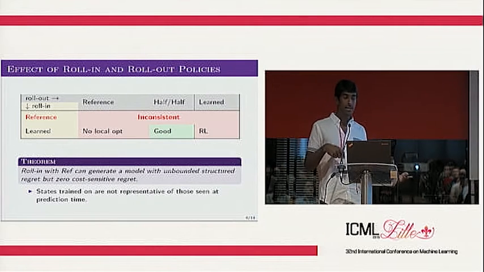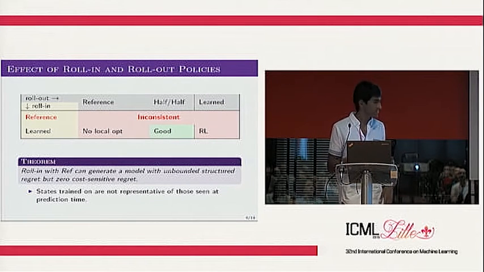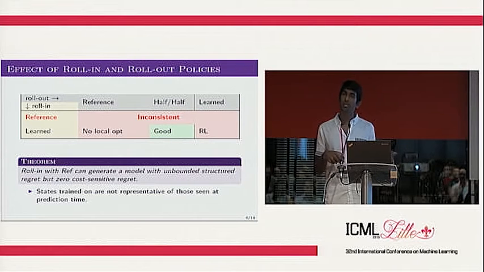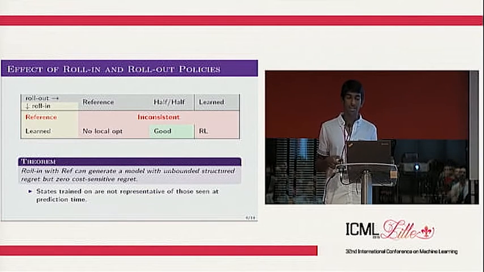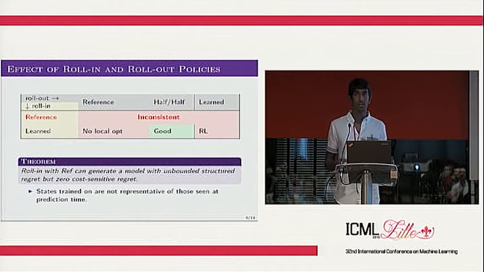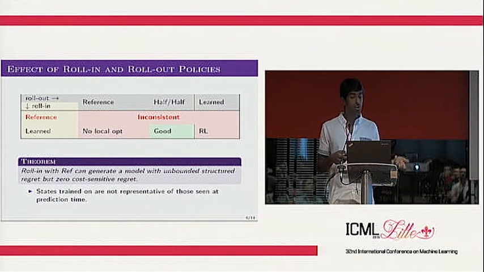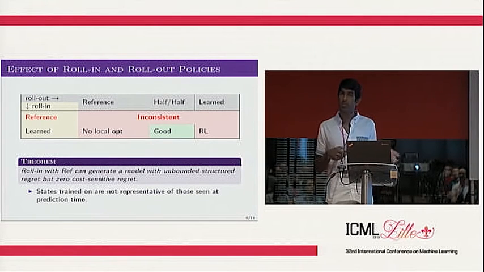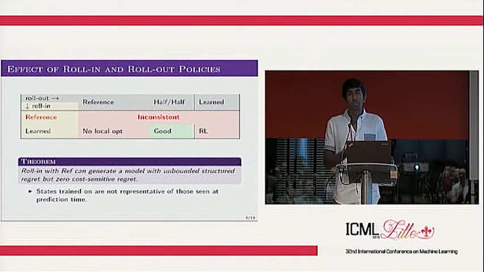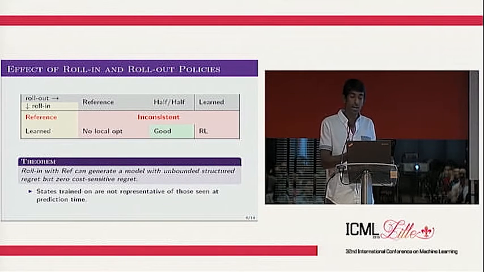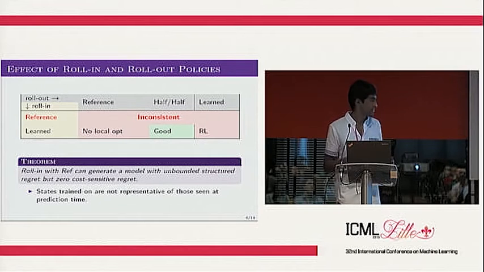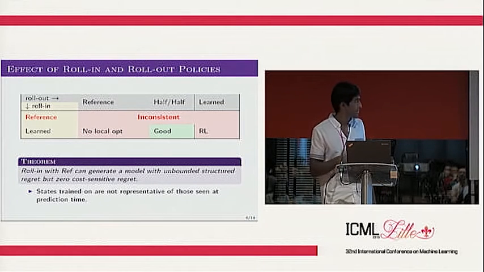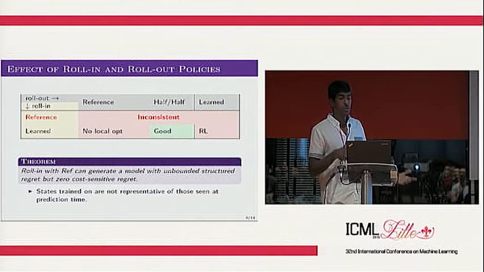OK, so the first bad case is when you roll in with the reference policy. And basically what happens here is the state distribution that you train your cost-sensitive classifier on are the states that the reference visits. And it's not necessarily the case that the learned policy will visit those states. So the fact that your classifier was good on the states that you saw does not imply that it will be good going forward. And specifically what this means is that you'll be inconsistent. You can prove that you can have a classifier with 0 cost-sensitive regret, but this does not translate to low structured regret. So you cannot have a good regret transform here. So this is bad, and so you don't really want to roll in with the reference.